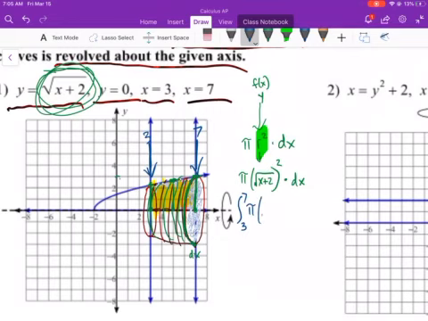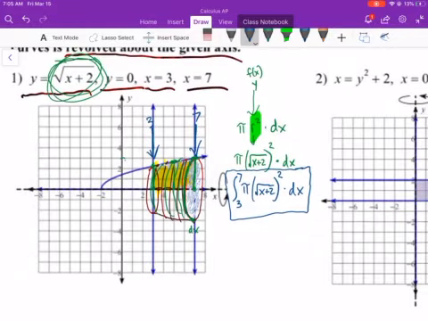Pi times the square root of x plus 2, squared, and then, of course, dx, since I have an integral. That right there is a perfect setup. You could plug that into the calculator, get the answer, and you'd be good. But since this is such an easy function, I'm just going to hand integrate this, and it's going to be super simple.